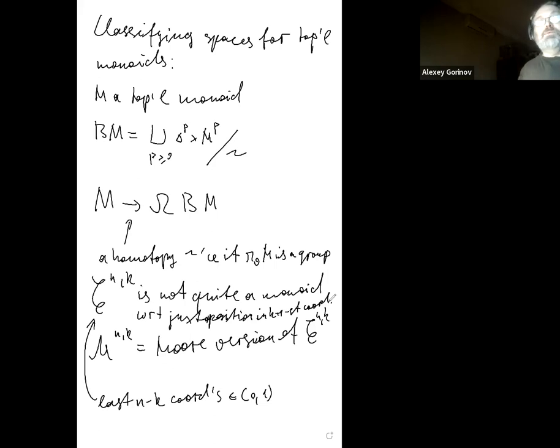Okay. We could use the same strategy for submanifolds, and we get a strictly associative monoid out of the space C_{n,k}, which is not strictly associative. And we call the result M_{n,k}.